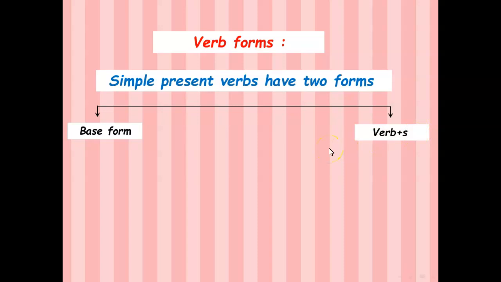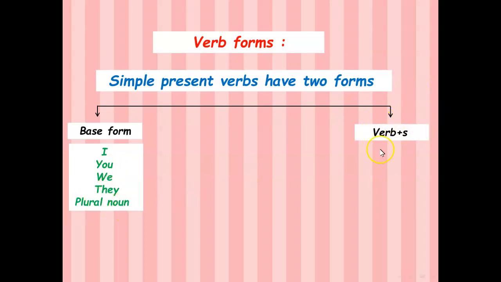Let me give you the personal pronouns that we should use with the base form. We should use I, you, we, they, and plural nouns. What do I mean by plural noun? For example, the cats play in the garden, okay? I study hard every day. You eat your breakfast every morning, okay? I, you, we, they, and plural noun.